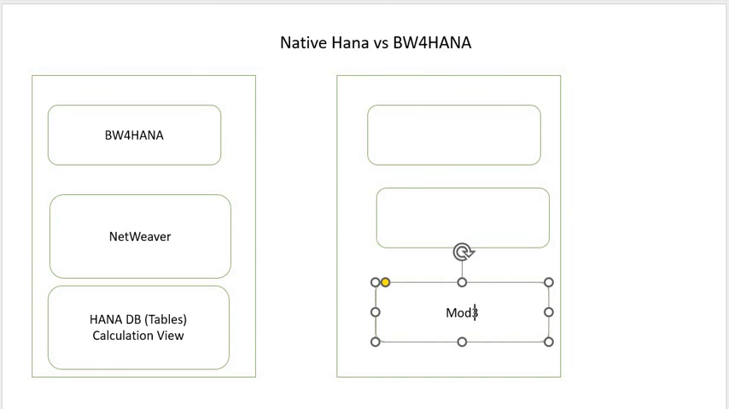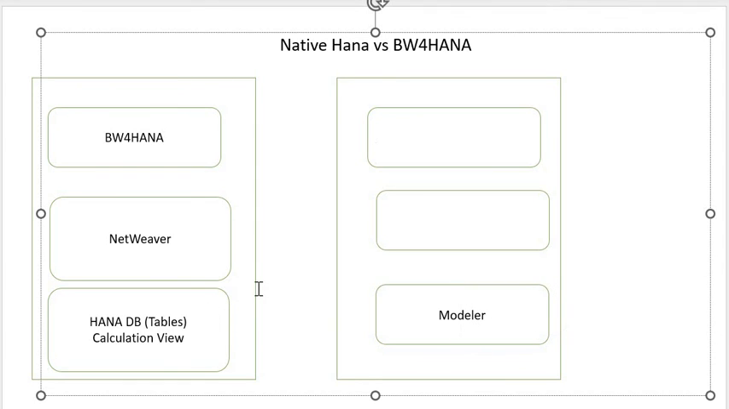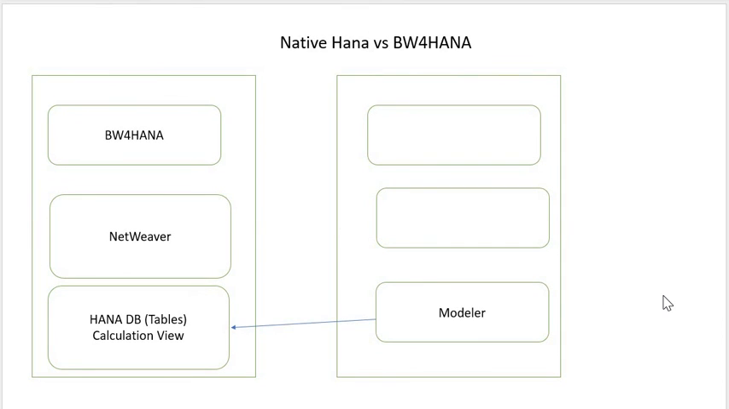So the modeler is connected with your HANA DB. Meaning that whatever calculation views or tables you have, you have to access through the system called modeler, and it is a part of this whole box. So whatever I'm writing here is a part of HANA Studio or Eclipse, as we call it. So this particular part we call native HANA analytics or native HANA modeling.